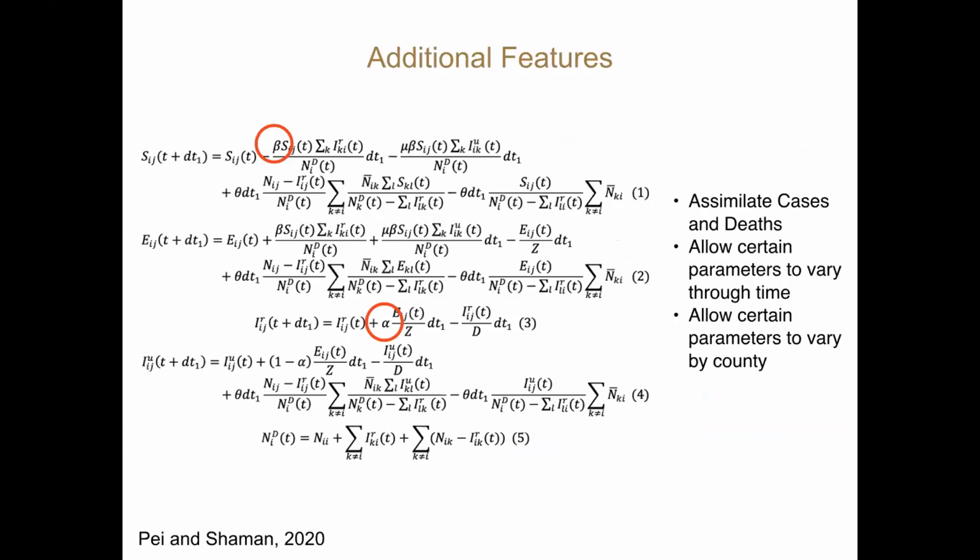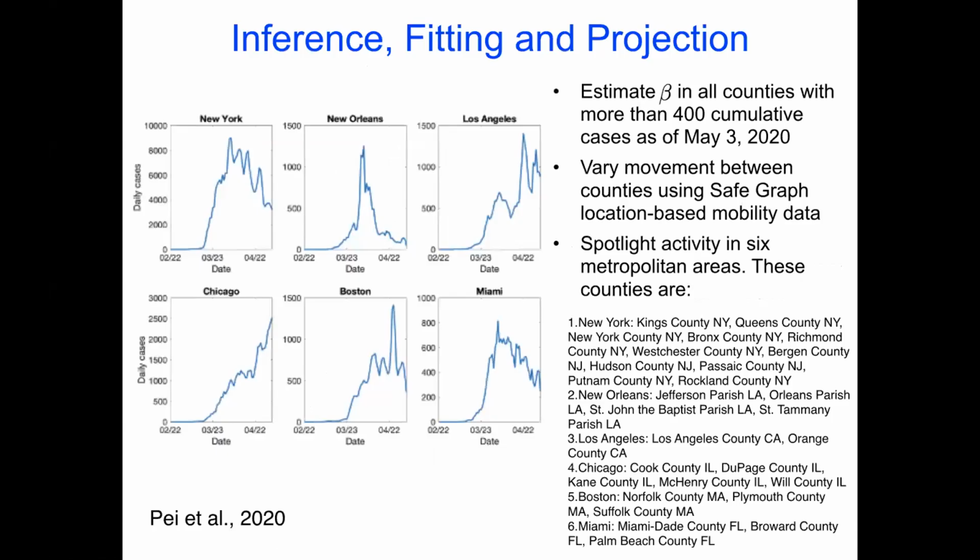We also, since then, have done a number of things with this same model where we've allowed the characteristics of it to vary. So instead of having a single beta, which is the contact rate for all counties in the United States, or a single ascertainment rate or reporting rate alpha, we allow those parameters to vary through time, and we also allow them to vary geographically. We've also taken in assimilation, not just of cases, but also of deaths. We've added a number of other features to the models that we're using.